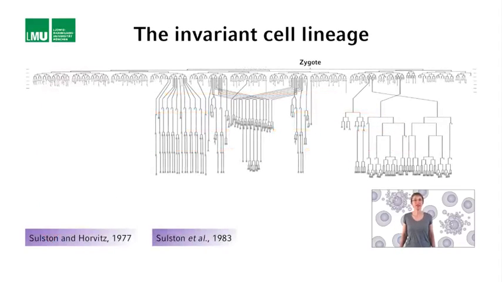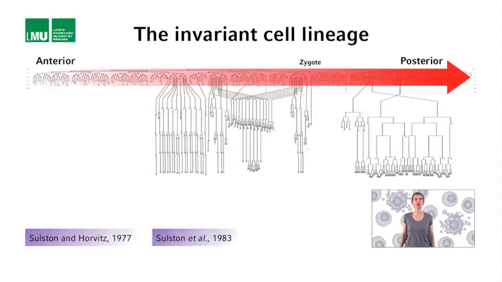The x-axis represents the axis running from the anterior to the posterior of the animal, and from head to tail. And the y-axis represents time in hours.